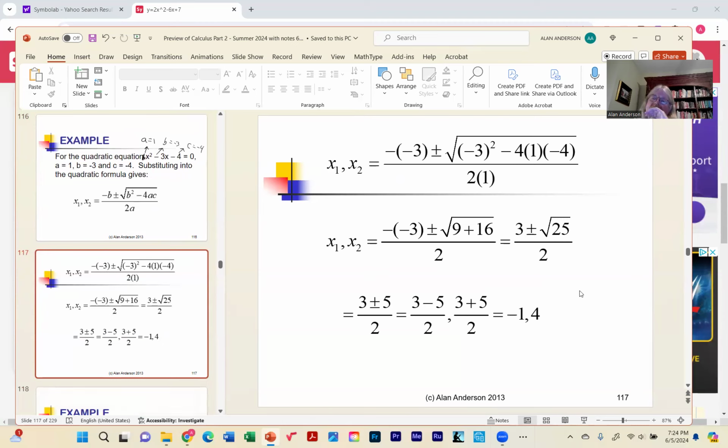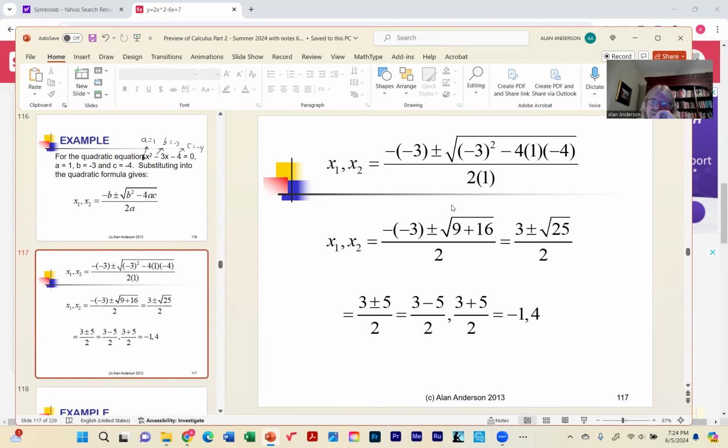Now, here's where you have to be careful. There's a lot of negatives floating around here. It's easy to make sign mistakes with this formula. And if you find yourself with a negative number under the square root sign, at least for this class, you'll know you've made a mistake. Okay, because we're not going to have any imaginary solutions here.